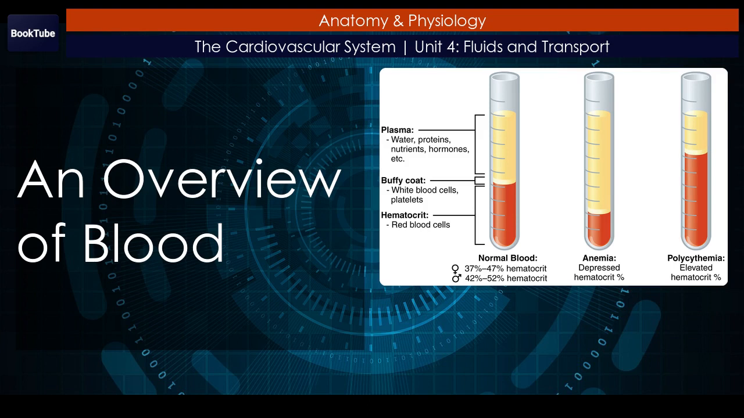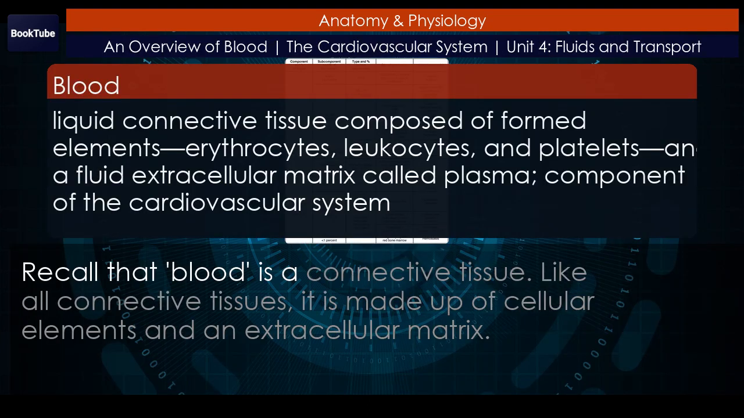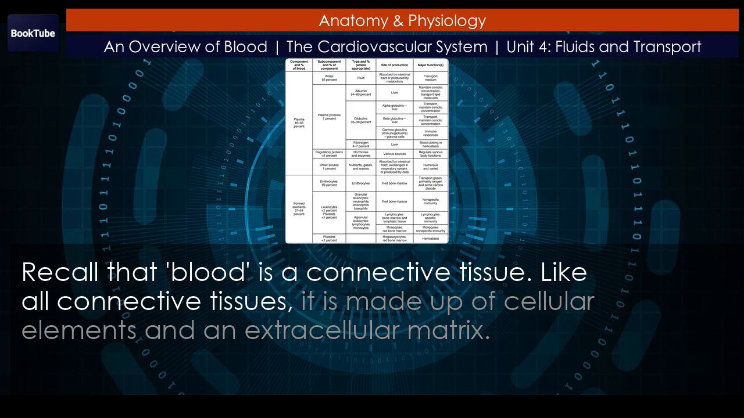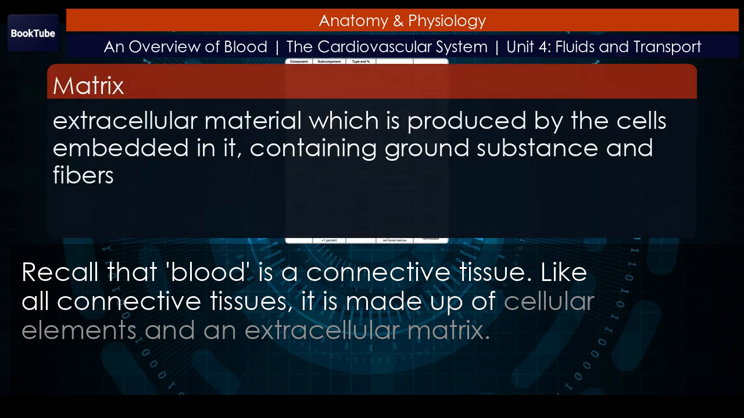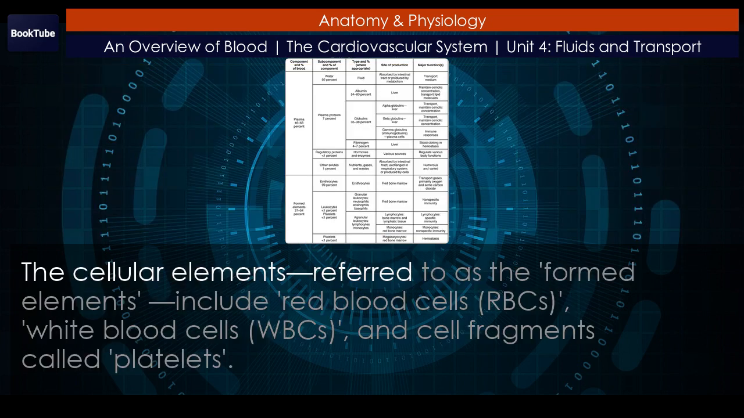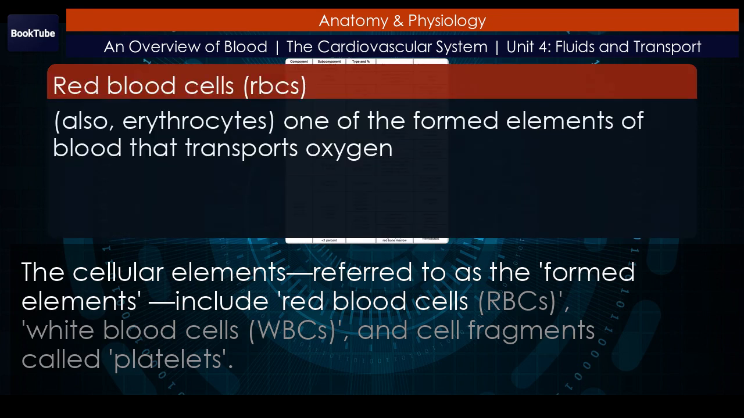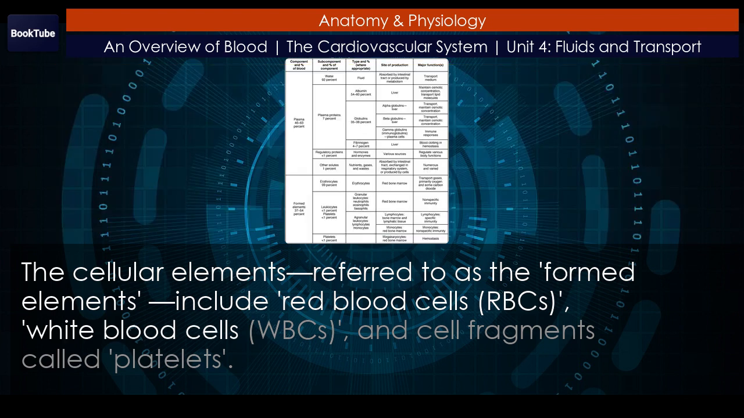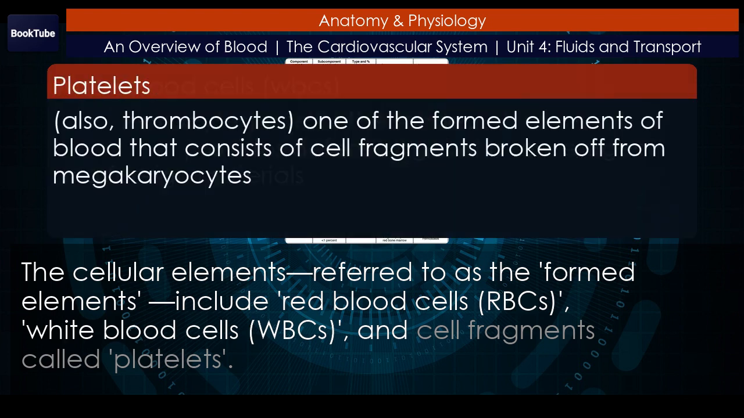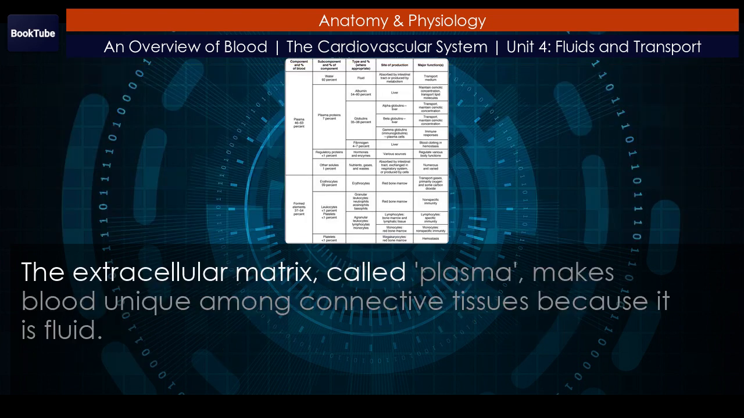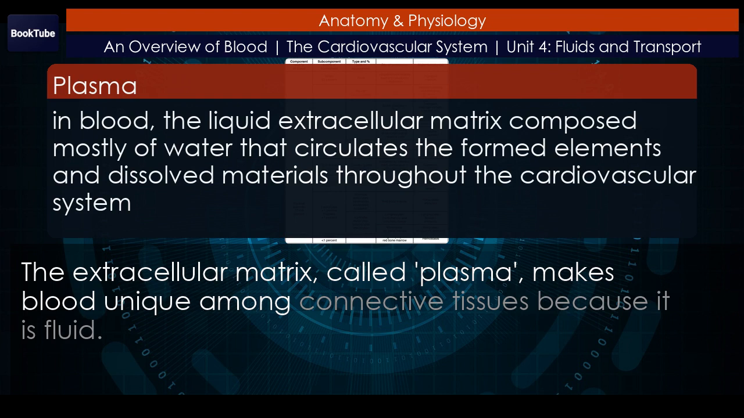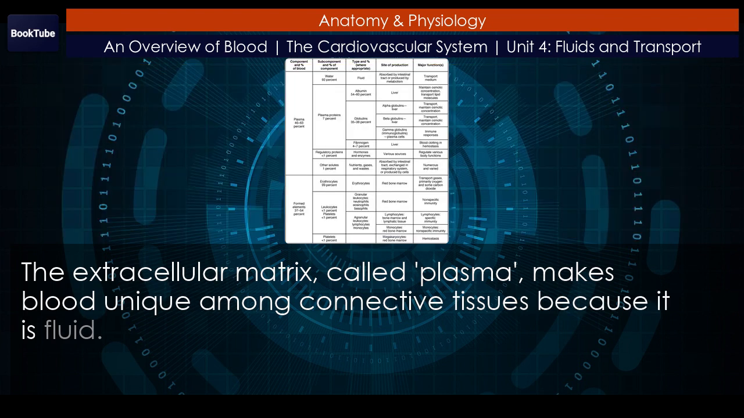An overview of blood. Recall that blood is a connective tissue. Like all connective tissues, it is made up of cellular elements and an extracellular matrix. The cellular elements, referred to as the formed elements, include red blood cells, RBCs, white blood cells, WBCs, and cell fragments called platelets. The extracellular matrix, called plasma, makes blood unique among connective tissues because it is fluid.